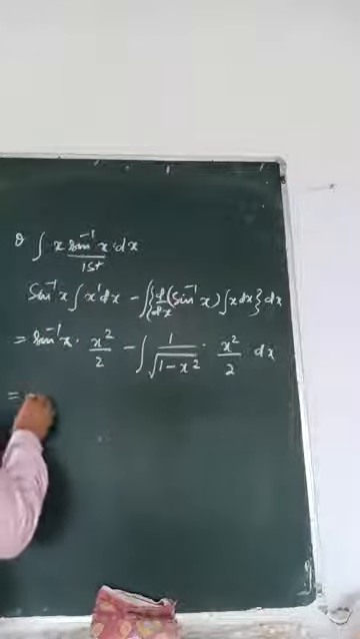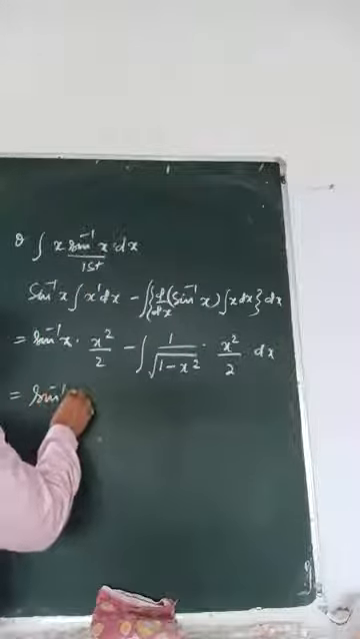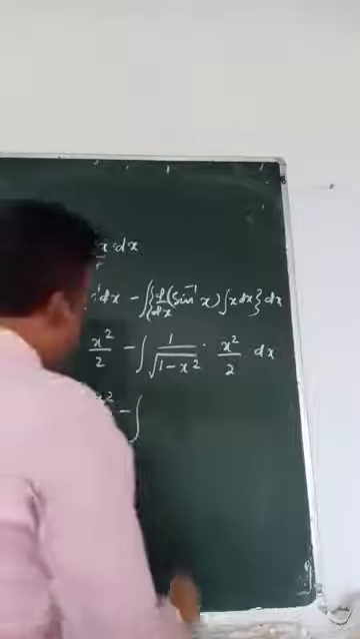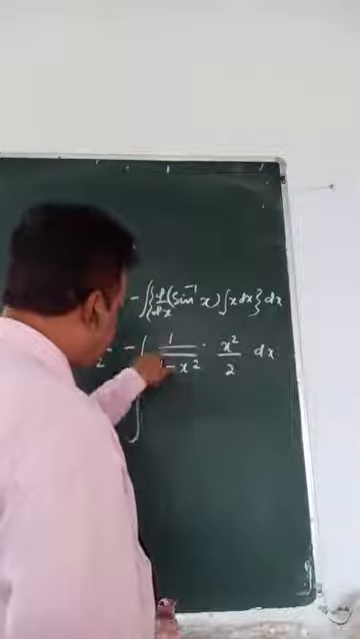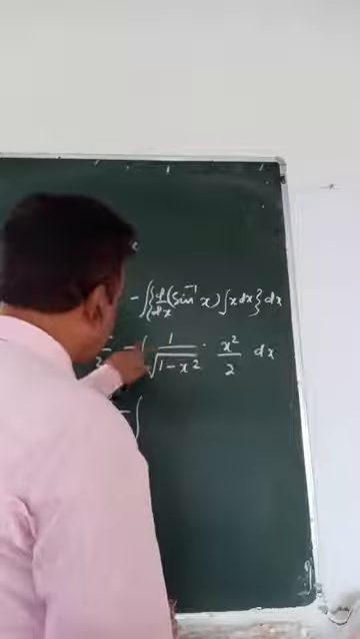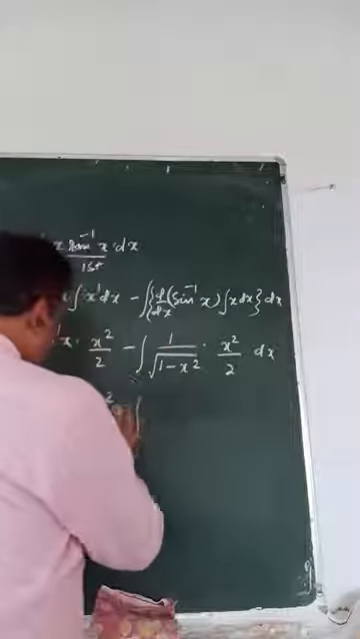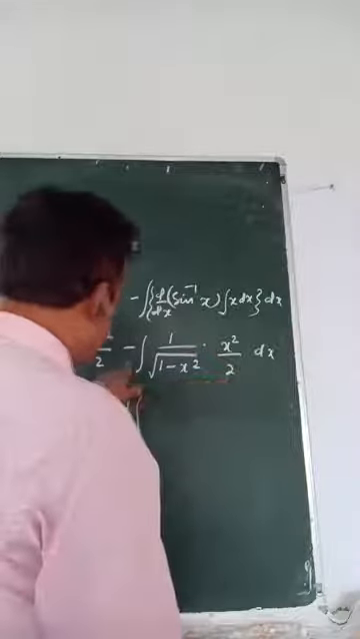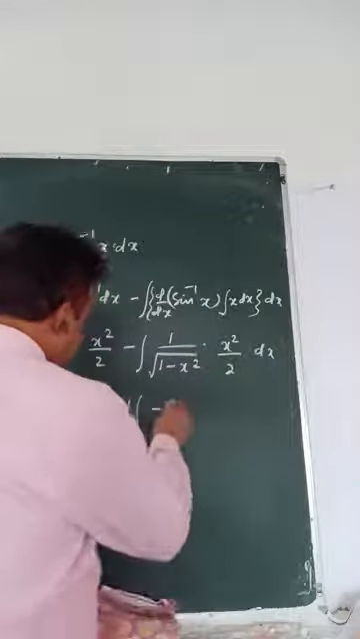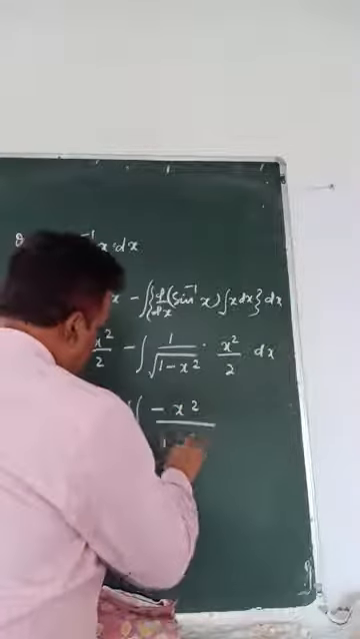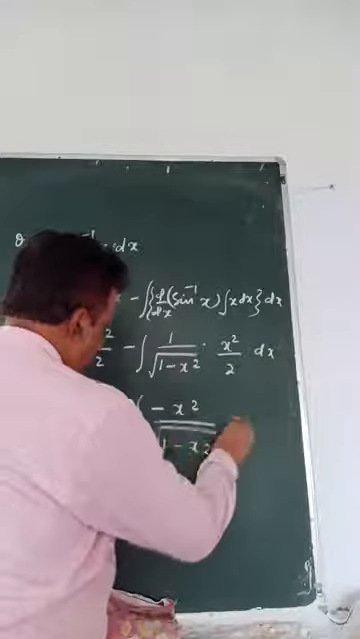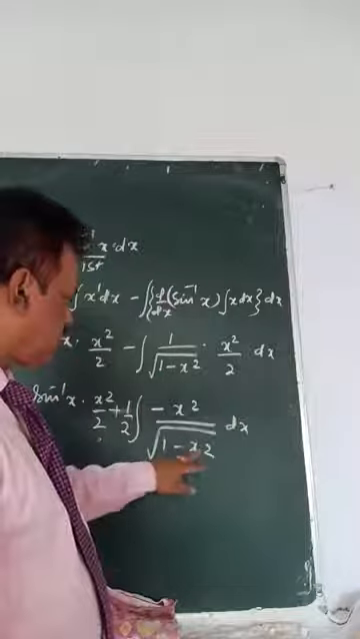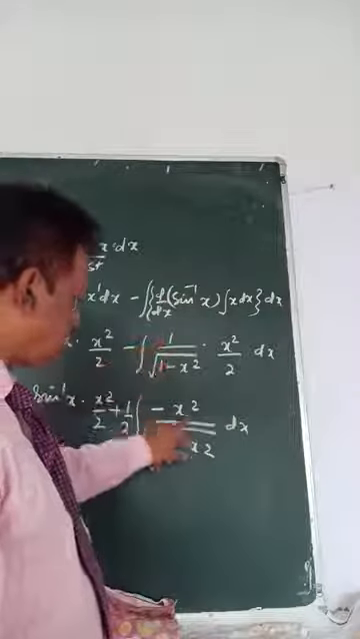Look here. Sine inverse x square by 2. Look, you create 1 minus x square here. How to create? First you take the minus inside. This is plus 1 by 2, because that 1 by 2 I have taken here. This is minus x square by root of 1 minus x square. Look at this step very carefully. I have to create 1 minus x square. So first I made it minus x square.